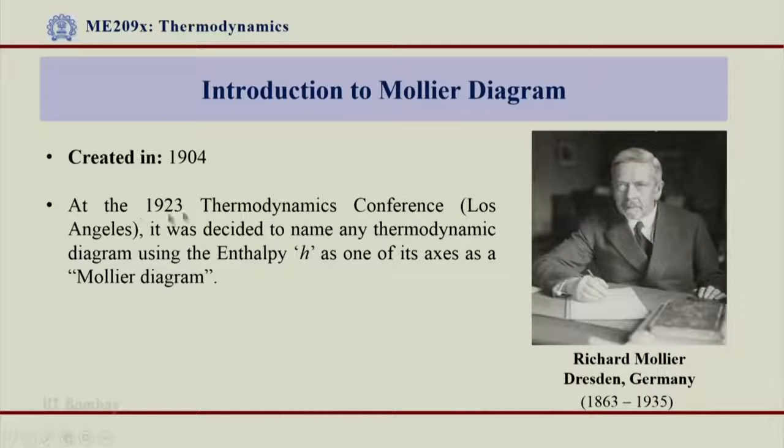and just a historical fact, at the 1923 thermodynamics conference in Los Angeles, it was decided to name any thermodynamic diagram using the enthalpy H as one of its axes as a Mollier diagram. So, whenever you have a graphical representation in which one of the axes is enthalpy or H, one can refer to it as a Mollier diagram. This nomenclature is not so prevalent in practice, but still it is a fact which we all should remember.